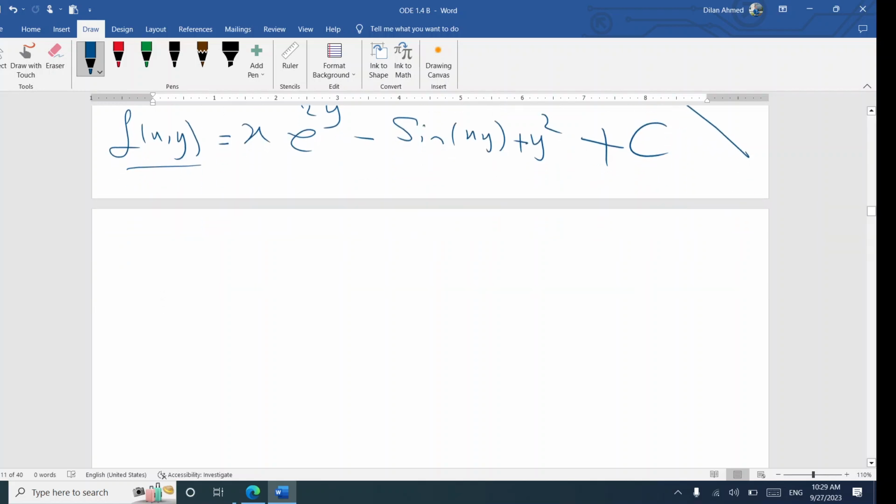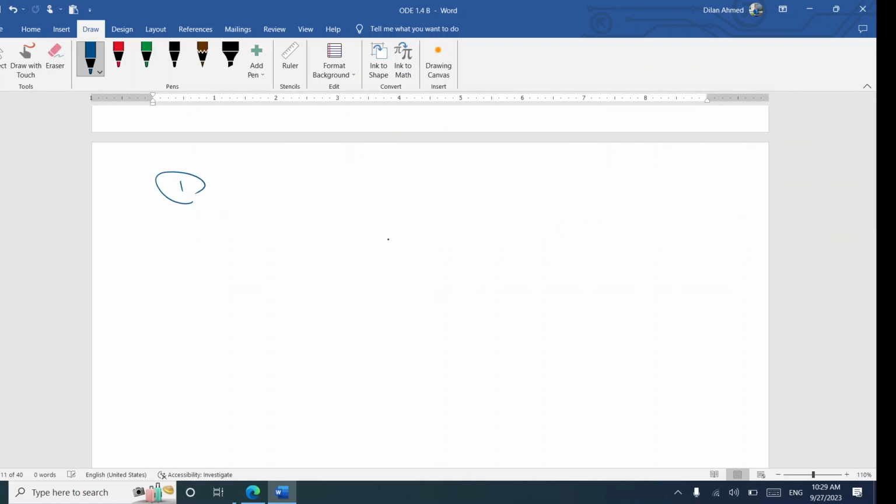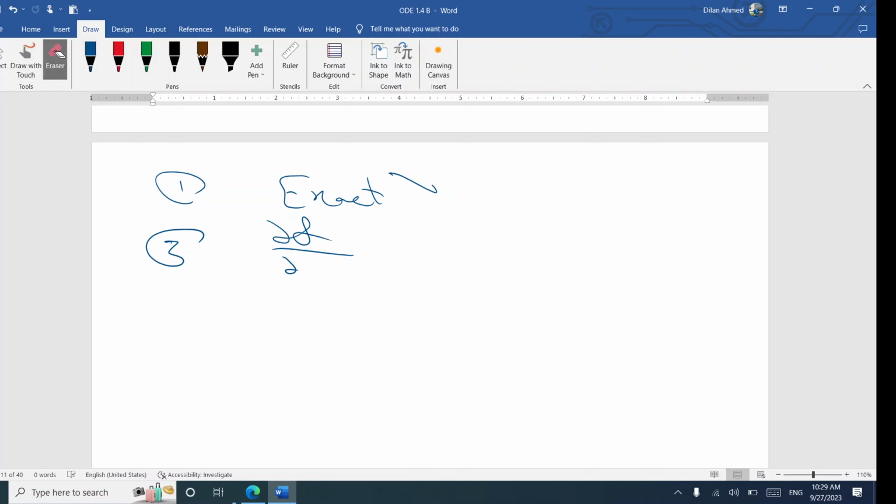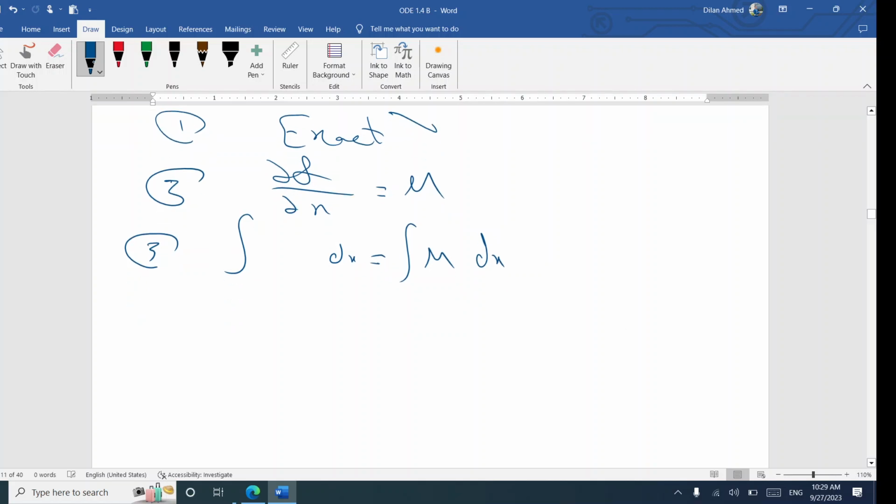Briefly, yes. First, check for exactness. Second, use, for example, that one. Then, third, integrate both sides by dx. Clear? Fourth, you'll get f of x, y equals something plus g of y.